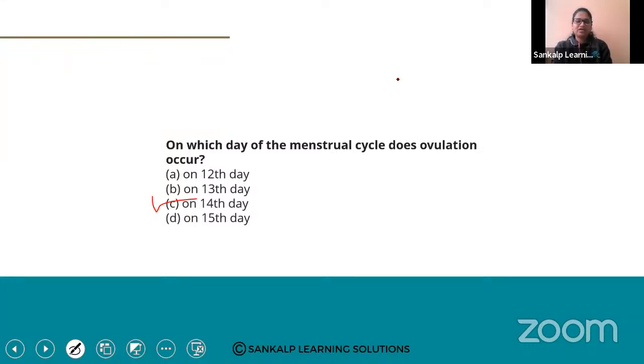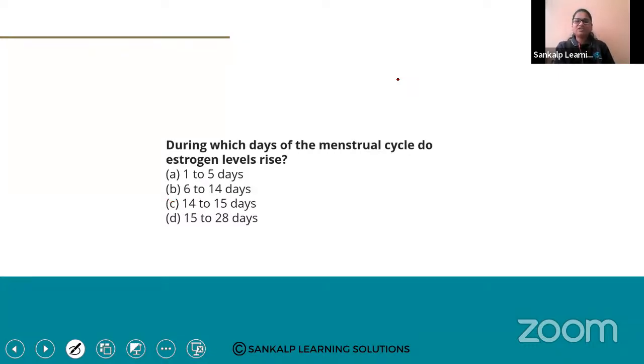Let us proceed further. During which days of the menstrual cycle do estrogen levels rise? They are asking on which days of the menstrual cycle estrogen levels rise. 1 to 5 days, 6 to 14 days, 14 to 15 days, 15 to 28 days.